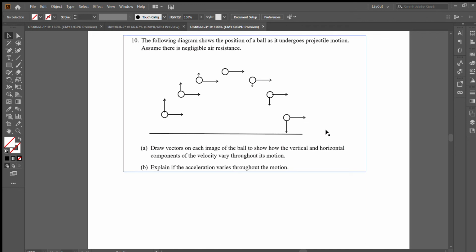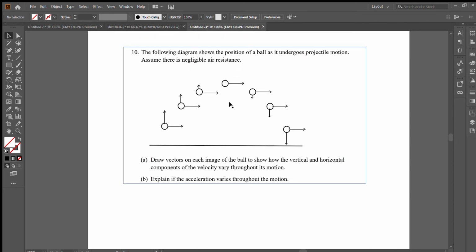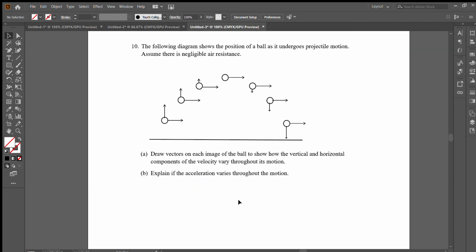If we were considering air resistance, that would change because air resistance acts in the opposite direction to the ball's motion, but here, since we're ignoring air resistance, the only acceleration is that due to gravity.